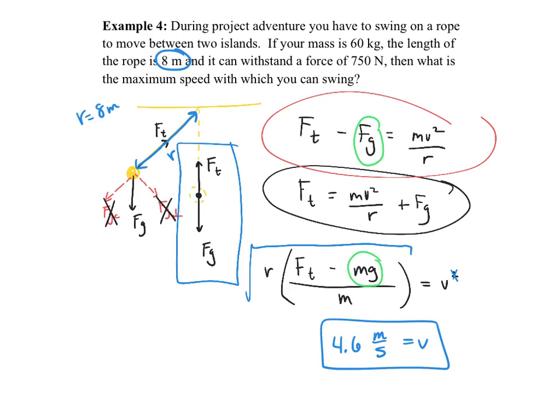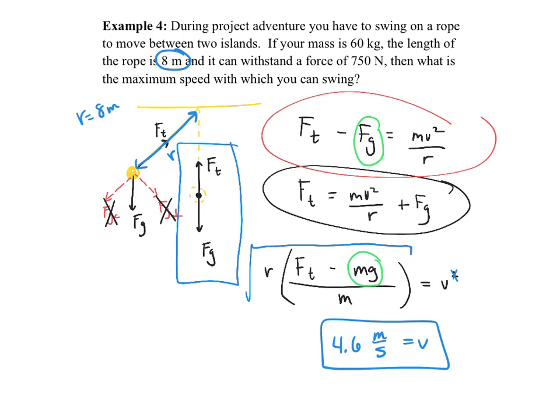So we're going to plug in 750 here, because if we want to get the maximum speed allowable, we want to be using the maximum tension force allowable. That's the reason we're doing that. We want to see the maximum tension force there. Any questions on this example? We've got a couple more to do today, so I want to keep going.